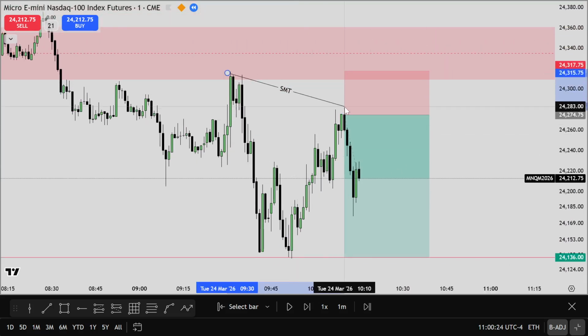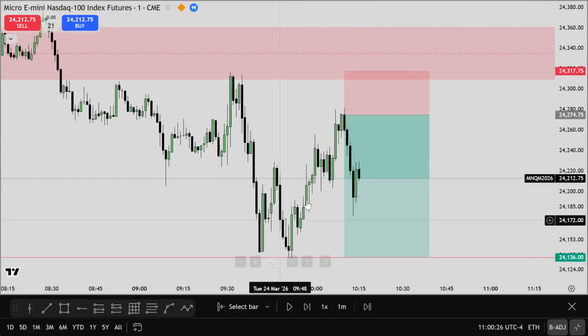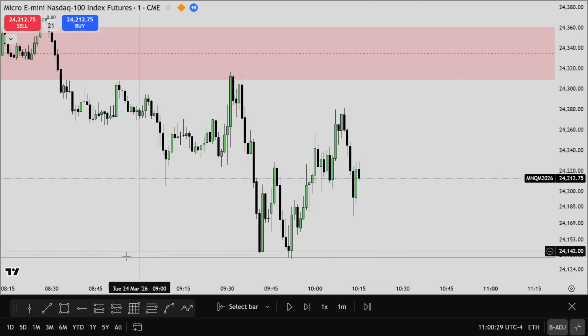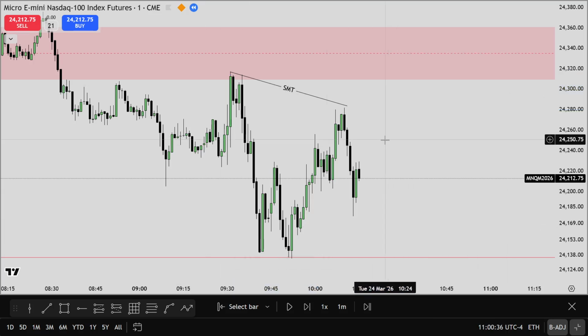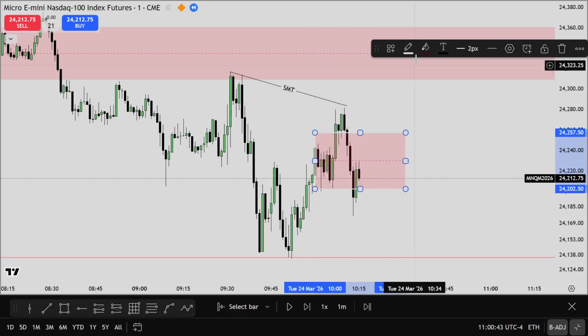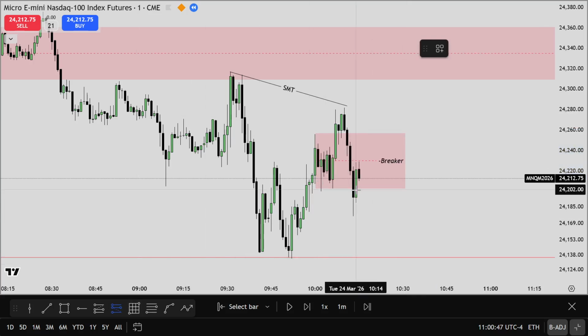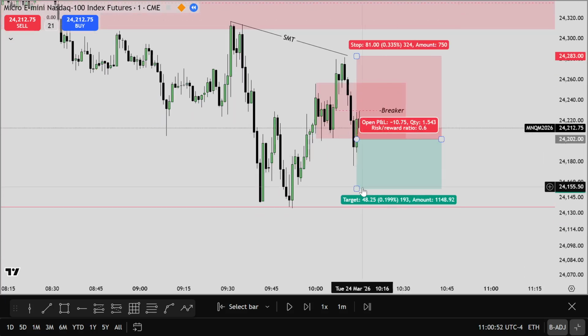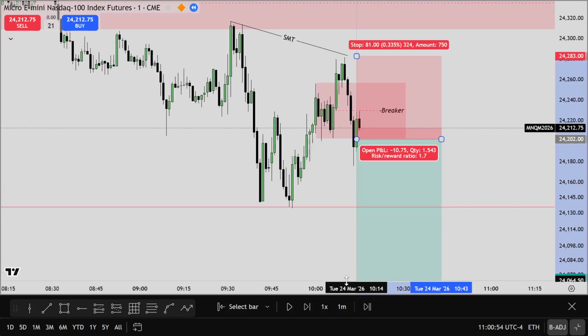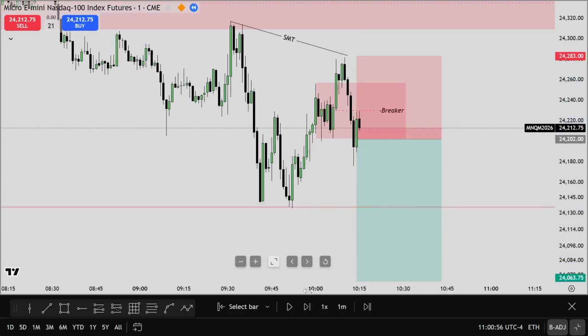So we have SMT divergence on these levels, right about here, right? That's SMT divergence. And what am I looking for? I'm looking for a breaker block. So the breaker block was supposed to be right about here on this level. And I took my entry right about there and I put my stop above. So I had an entry here, stop loss was gonna be above here, and I was targeting this low as well as I had a price going all the way down here.